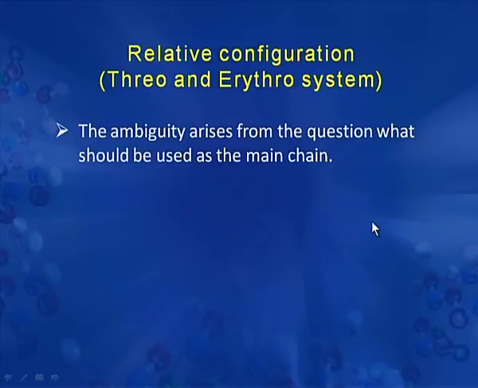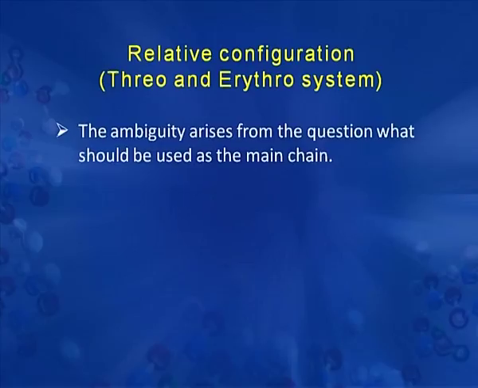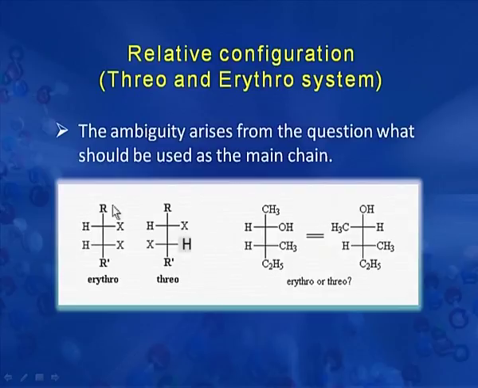In what type of cases? The problem is which longest chain is to be selected for comparing the groups. Like in this compound, although R and R dash are different, at least the two X are the same. So this isomer is called erythro, and this isomer is called threo. But what to compare in this? If we write like this, we find that two hydrogens are on the same side. If we write like this, we find that two hydrogens have become across each other, and two methyls are also across each other. So should this isomer be written as threo or erythro? So this method was also not very useful for many compounds.